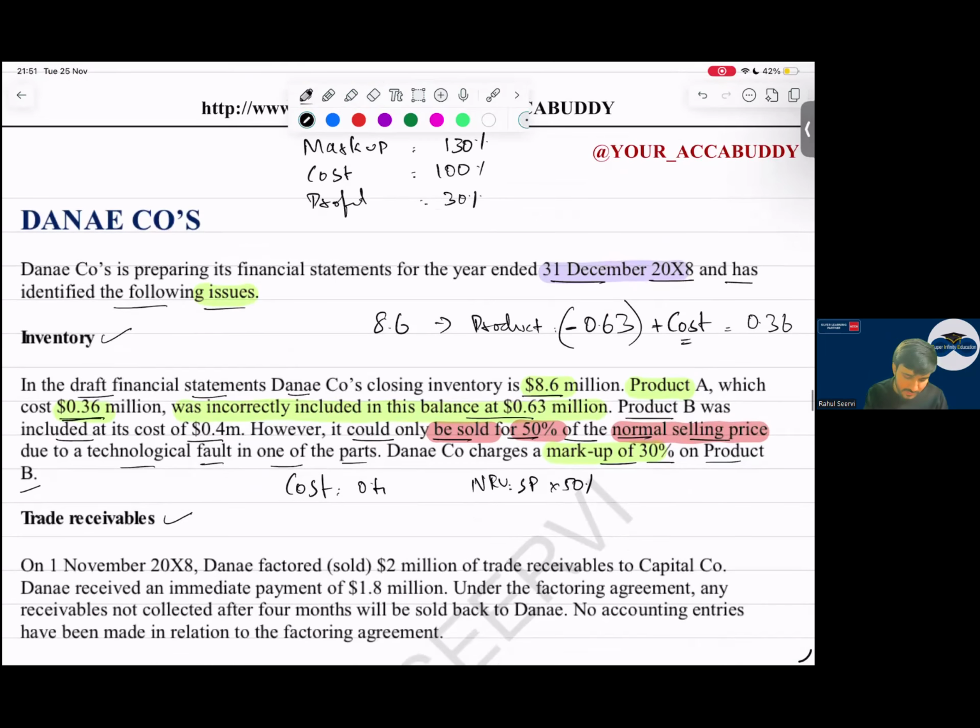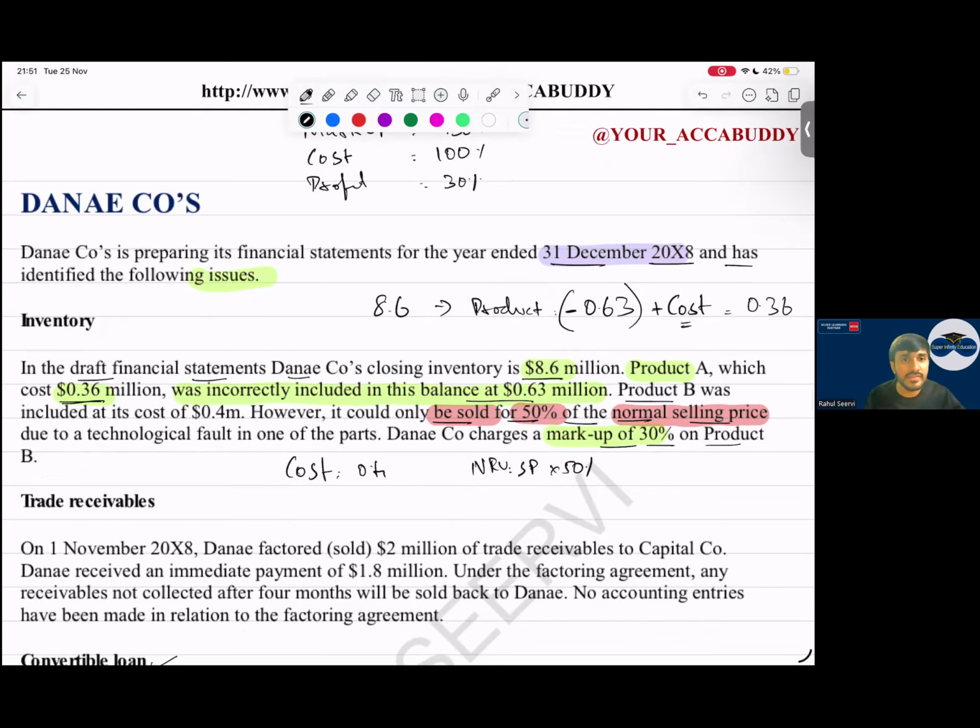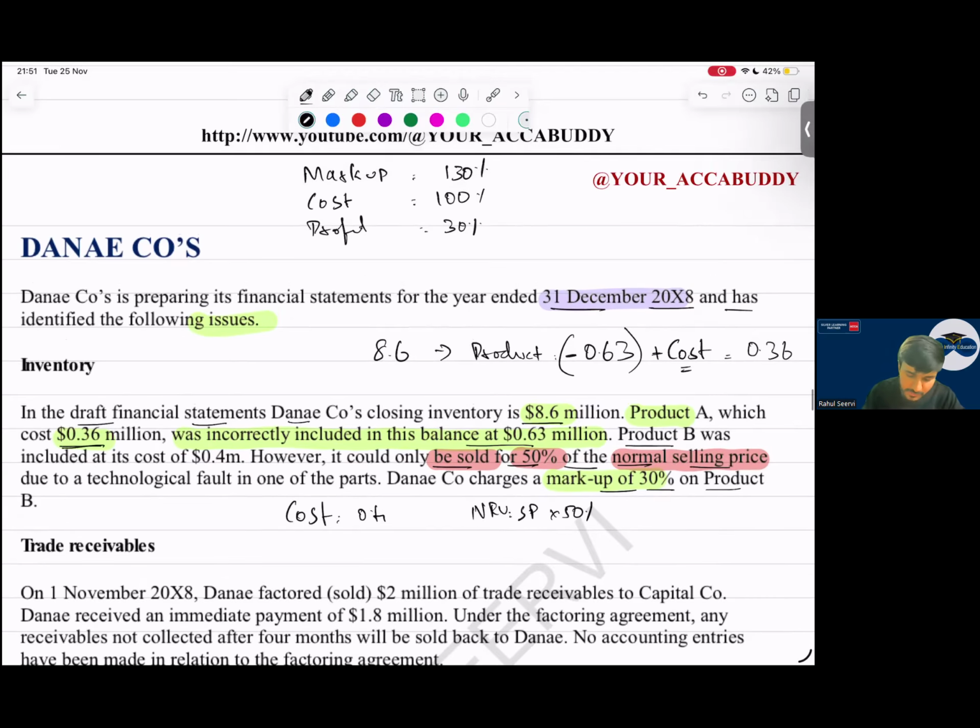Now, sir, they have given the cost, they have given the 30%. So, with this, can we calculate the NRV or not? You only tell me. We can easily calculate the NRV here. First the selling price and then NRV. So, what will be the selling price? See here. My cost was 0.4. So 0.4 cross multiply, you will automatically get 0.4 into 130 percentage, 0.52. So 0.52 is the selling price.